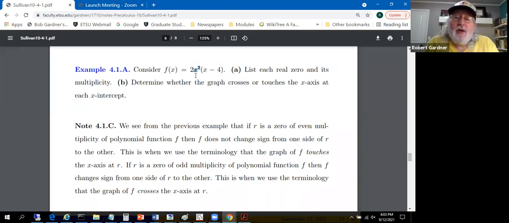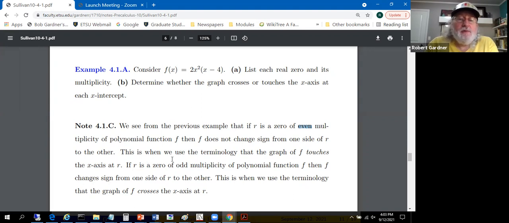You plug numbers less than 0 in or numbers greater than 0, this is going to be positive. This factor will be positive away from 0. So it doesn't change sign. This factor doesn't change sign. And that's because, looking for the word even, it doesn't change sign one side or the other. There it is. And that's because the exponent is even.